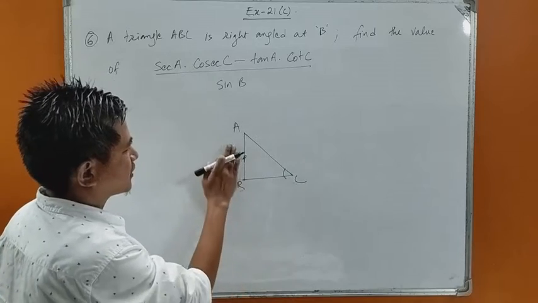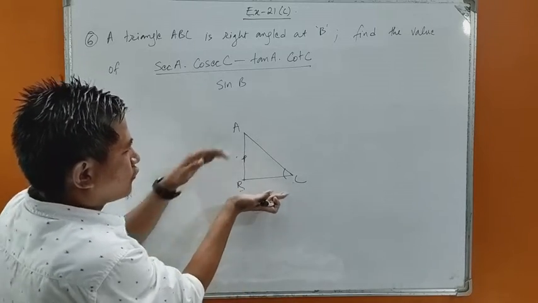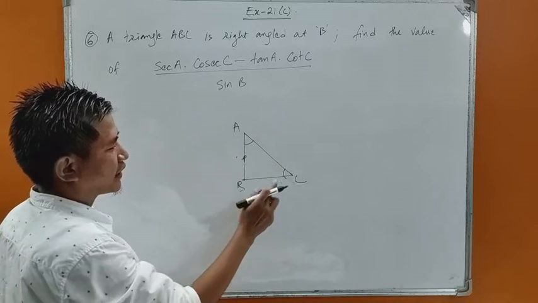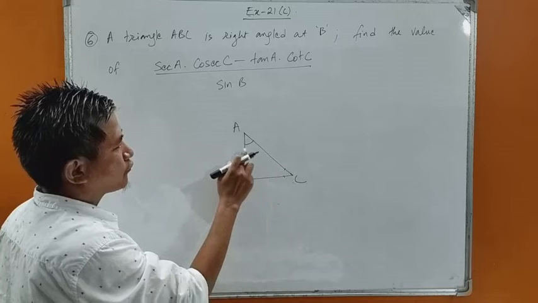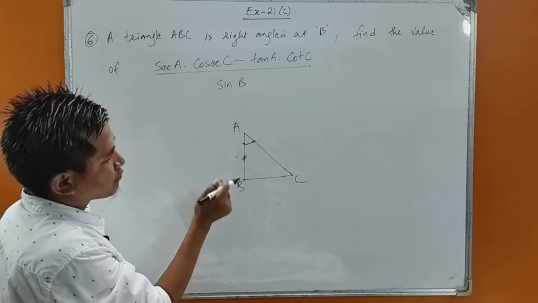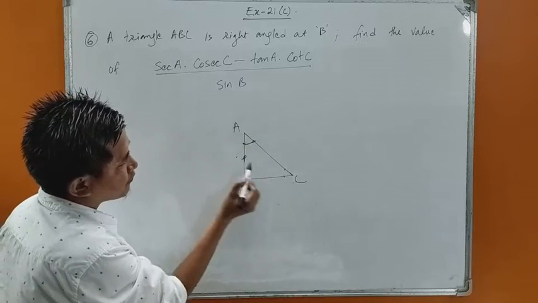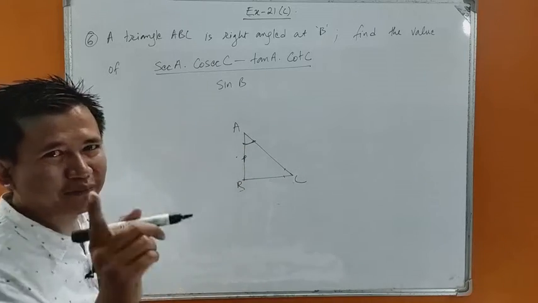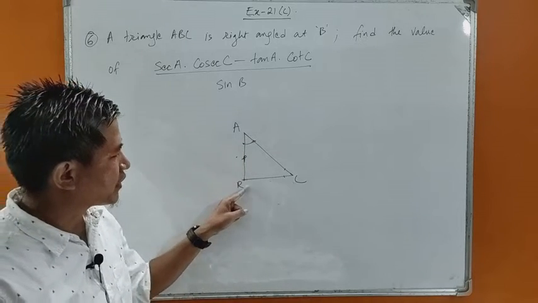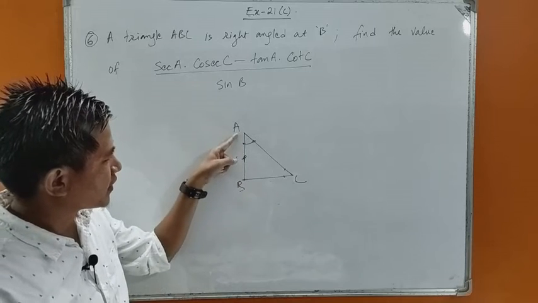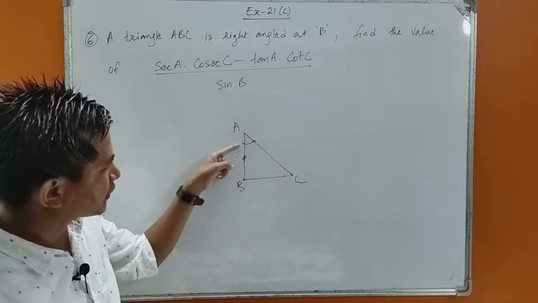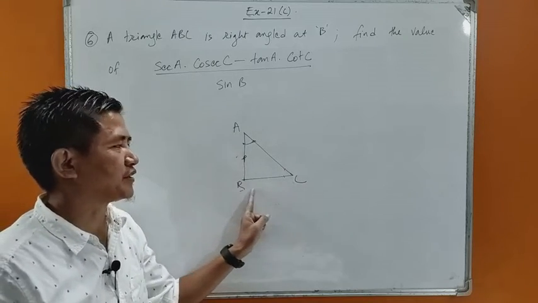But if you rotate this triangle, or instead of talking about angle C, you talk about angle A, then your perpendicular will be BC and base will be AB. Are you getting me? Which means if you are talking about angle A, perpendicular will be BC, base will be AB. And if you are talking about angle C, then perpendicular will be AB and base will be BC.